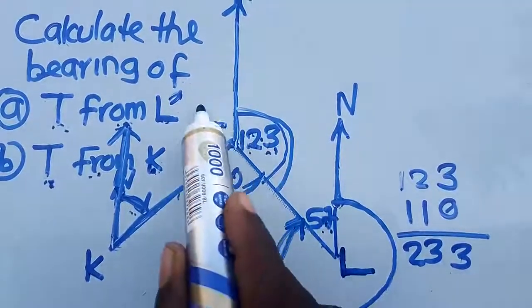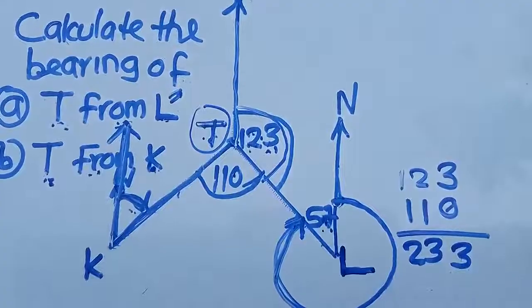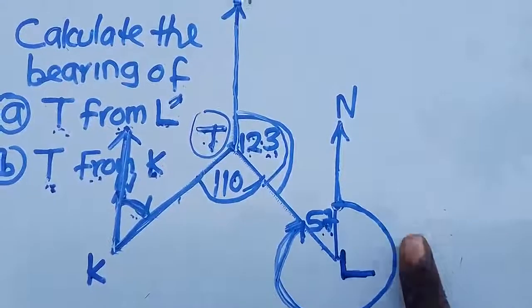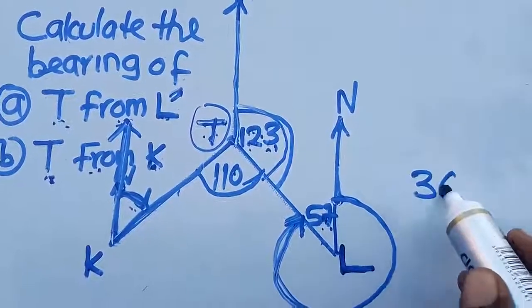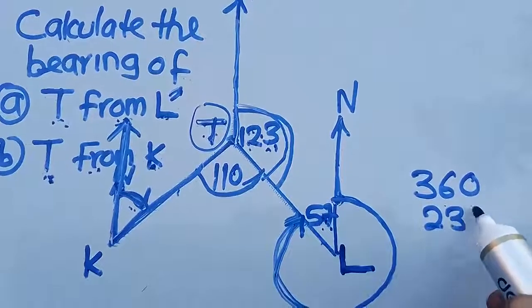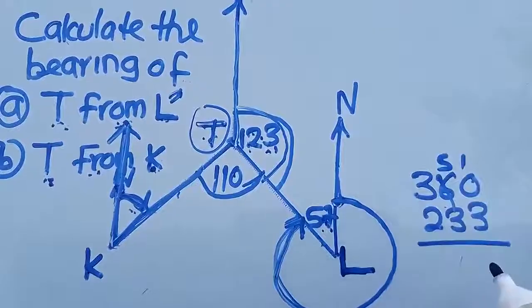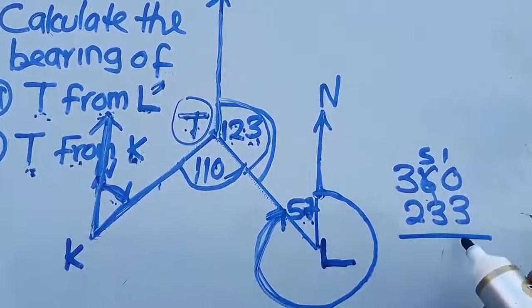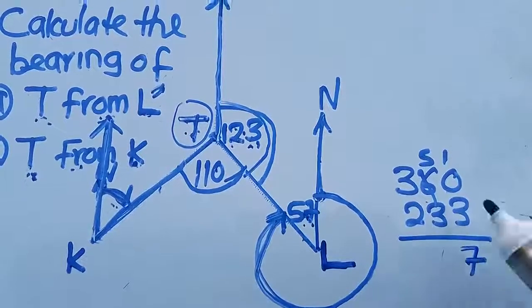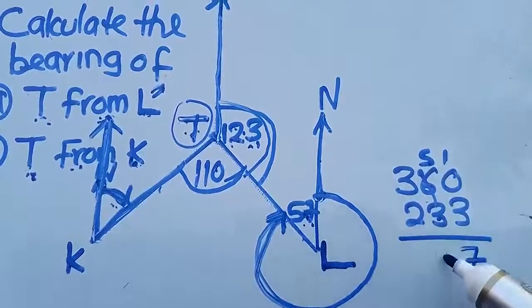So this part is missing. I say 360 minus 233. This is what I'm going to do. So this one, 5. This one is 10. 10 minus 3 is 7. 5 minus 3, that is 2.